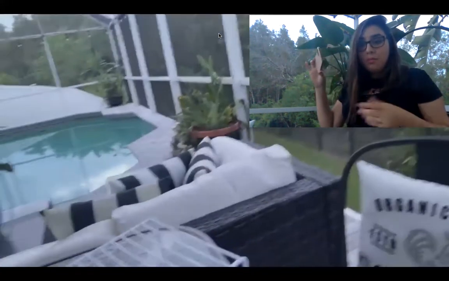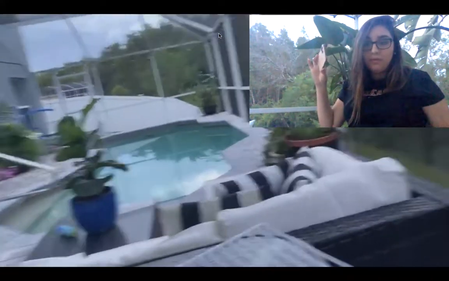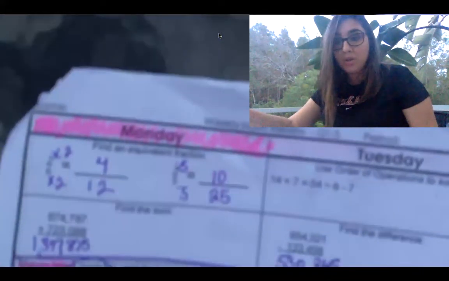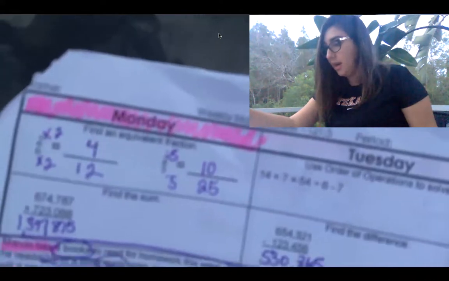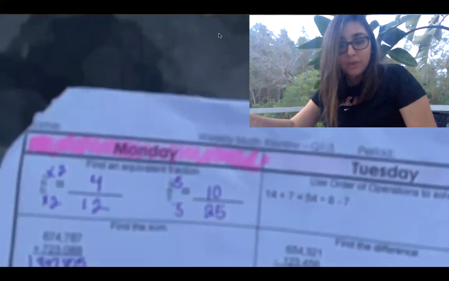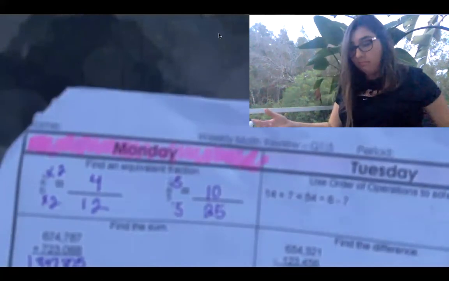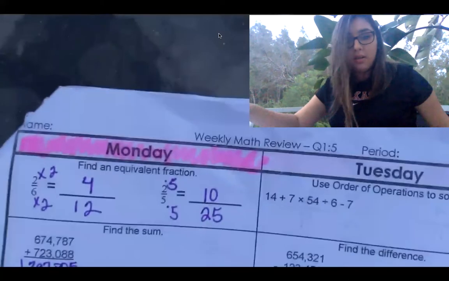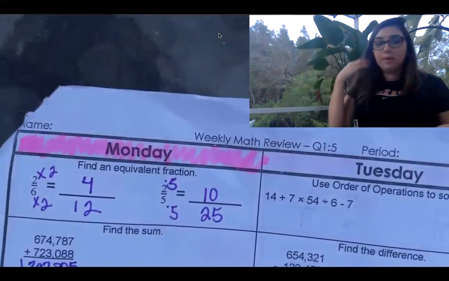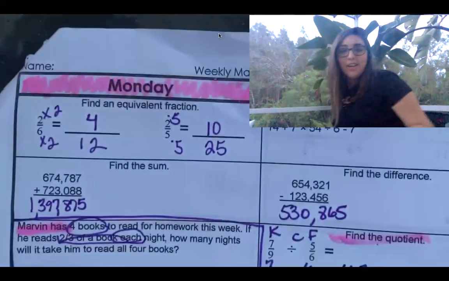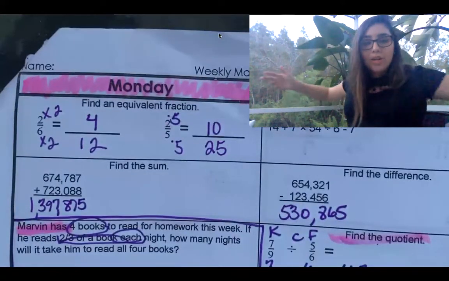All right, so I'm gonna be doing this entire video from my lanai. Let's get started. I don't know about y'all, but this particular week was super easy. I do all the work myself, just like y'all do, and I thought this was an easy week. So let's go ahead and get started. There we go. That was a little too blurry. Sorry. It's on the glass. Okay, so Monday's find the equivalent fraction.